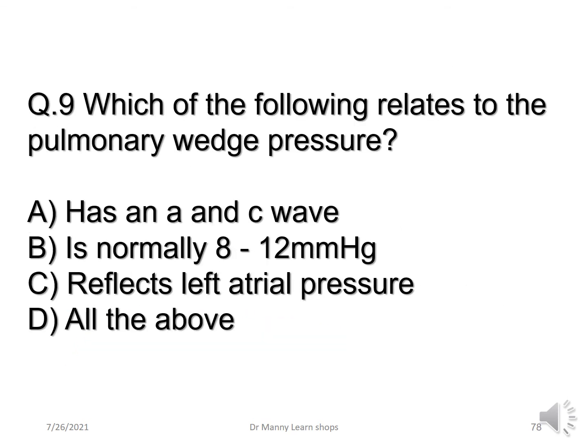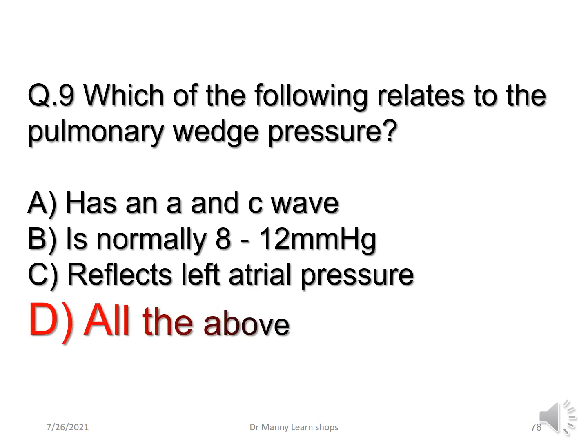Which of the following relates to the pulmonary artery wedge pressure? It has an ACV wave, is normally 8 to 12 millimeters of mercury, reflects left atrial pressure or left ventricular end diastolic pressure, all of the above. The correct answer is all of the above.